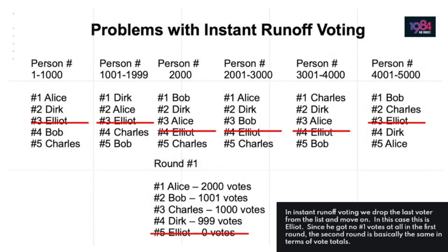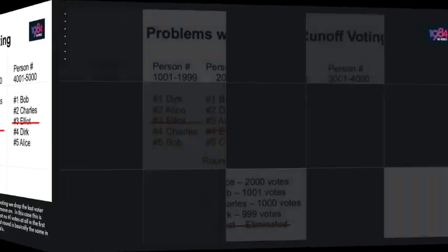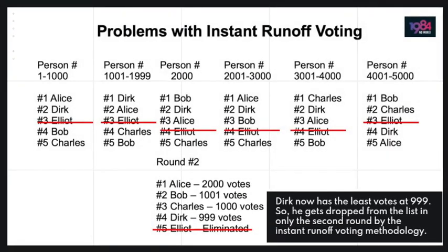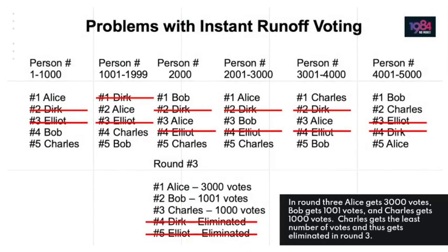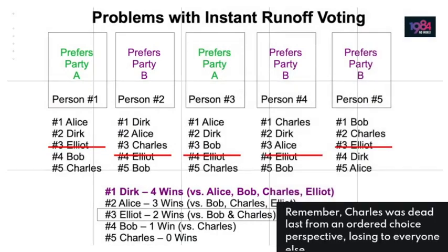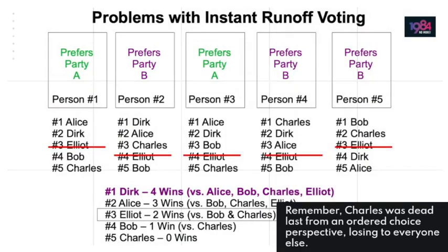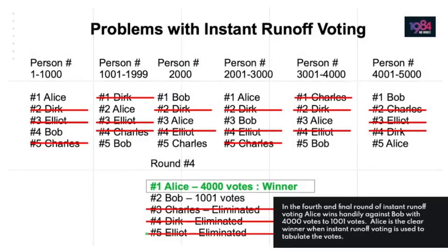In this case this is Elliot. Since he got no number 1 votes at all in the first round, the second round is basically the same in terms of vote totals. Dirk now has the least votes at 999. So, he gets dropped from the list in only the second round by the instant runoff voting methodology. In round 3 Alice gets 3000 votes, Bob gets 1001 votes, and Charles gets 1000 votes. Charles gets the least number of votes and thus gets eliminated in round 3. Remember, Charles was dead last from an ordered choice perspective, losing to everyone else. In the fourth and final round of instant runoff voting Alice wins handily against Bob with 4000 votes to 1001 votes. Alice is the clear winner when instant runoff voting is used to tabulate the votes.